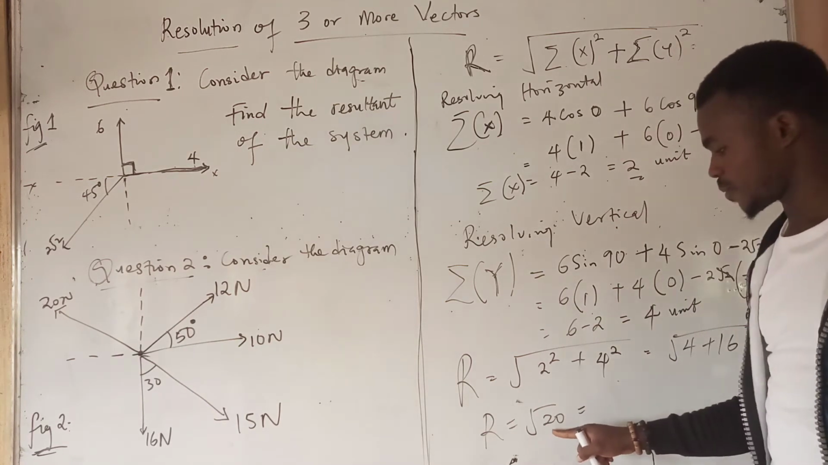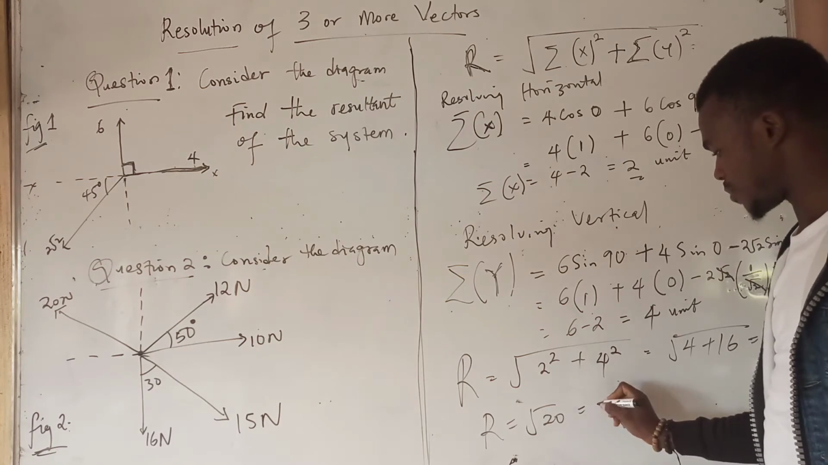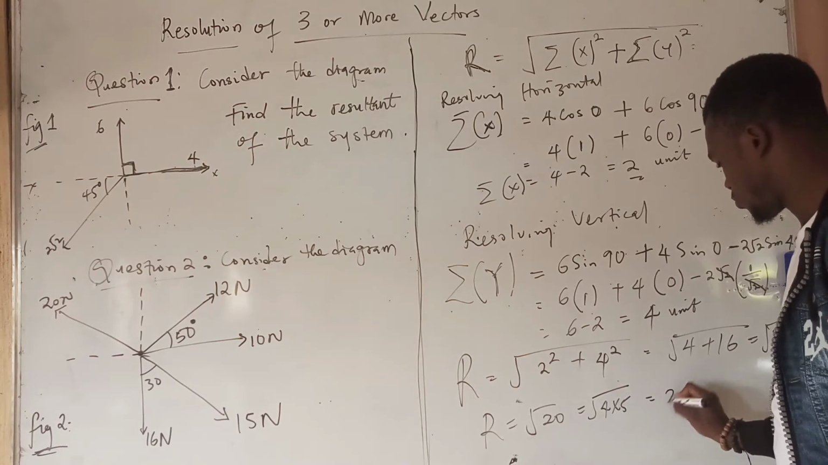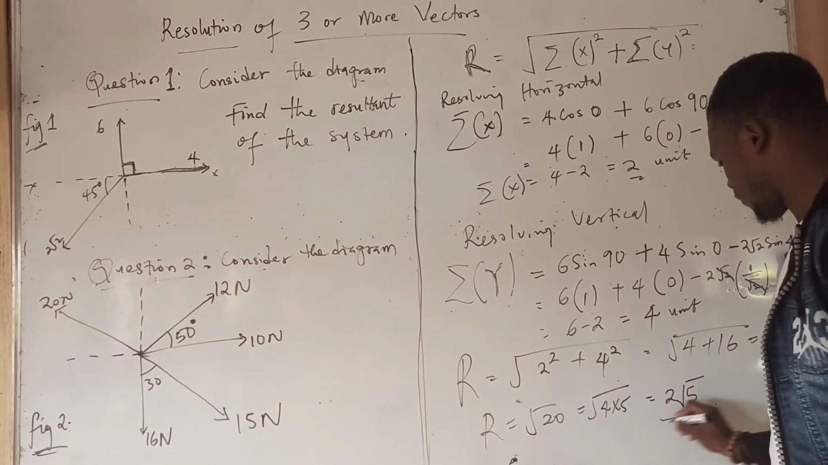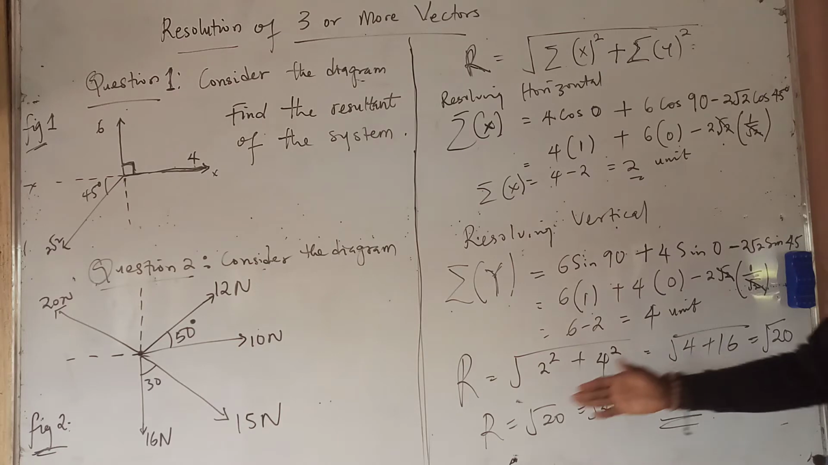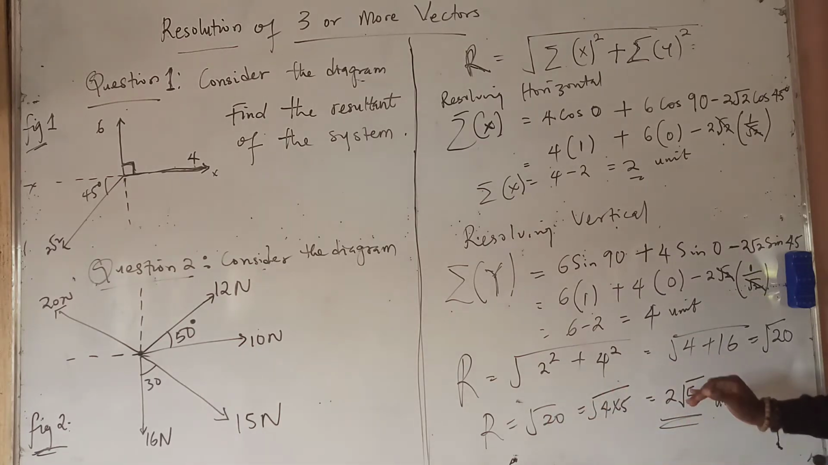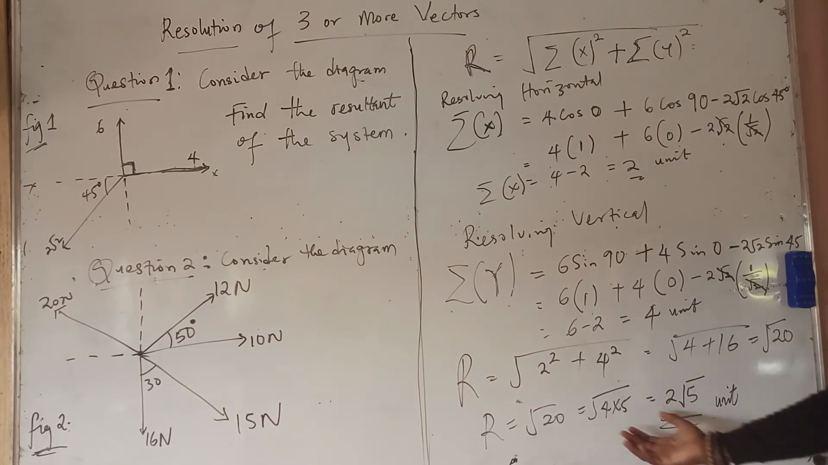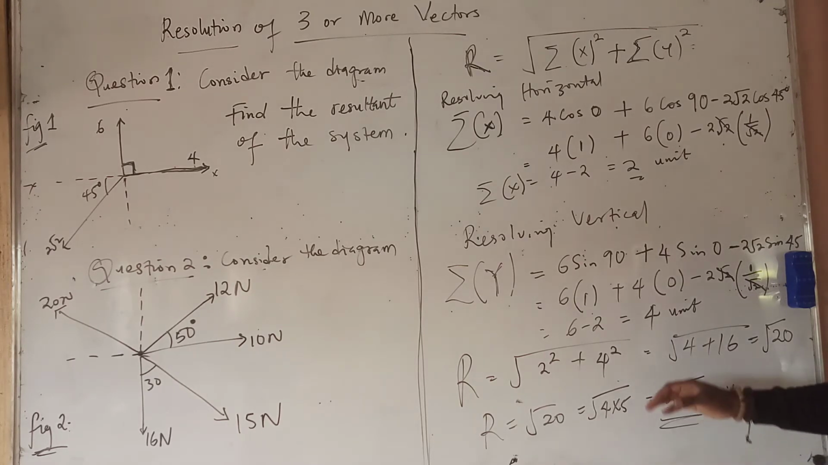But from your solve, we know that root 20 is the same as writing root of 4 times 5, right? Good. So this will be 2 root what? Root 5. So that's our answer, 2 root 5 units. So the resultant of this vector system is 2 root 5. So that's for the first one there. And what we did here was just simplification of surd, and we already have a video for simplification of surd, so you can check that video.